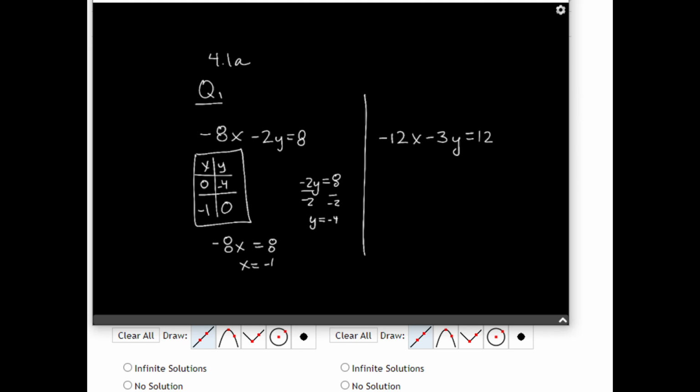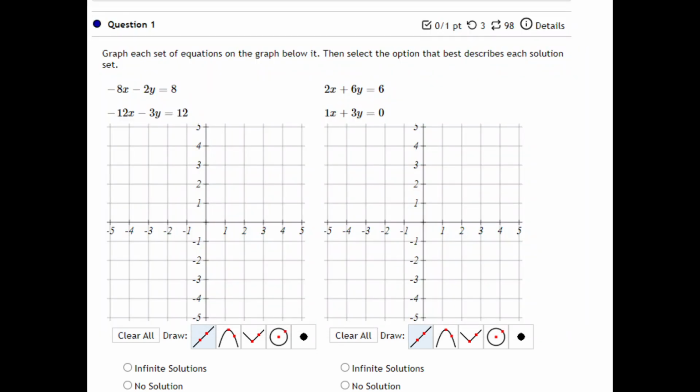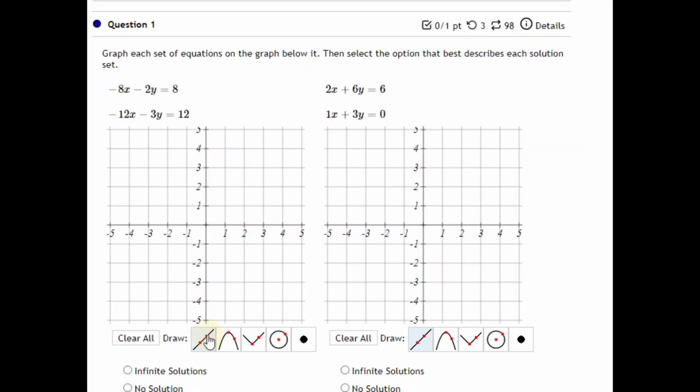I'm going to do the same thing over in the next one, but let's graph the first equation. So I'm going to come over, click my line. My first point was 0, negative 4. And then my second point was negative 1, 0. And that's what it means by those x and y intercepts. All right, the first one's done. Let's go ahead and now graph the second one.